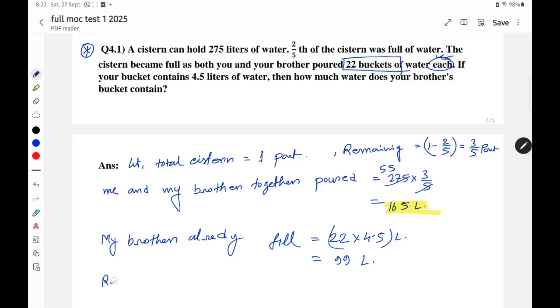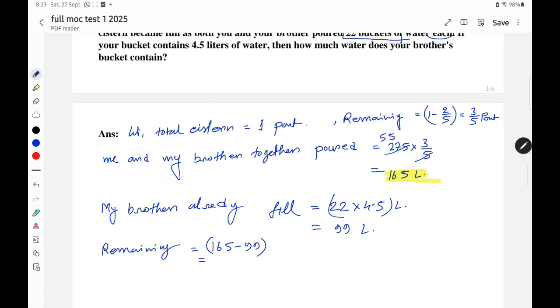So remaining হচ্ছে 165 minus 99. So that means how many liters remaining? 66 liter.